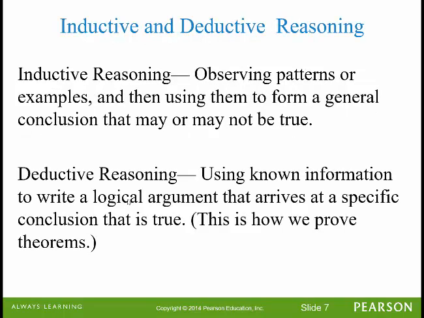All right, so we've talked about inductive reasoning too. So inductive reasoning is observing patterns or examples and then using them to form a general conclusion. But the thing is that general conclusion may or may not be true. All right, deductive reasoning is using known information that we know is true to write a logical argument that arrives at a specific conclusion that is true. All right, this with deductive reasoning is how we prove theorems.